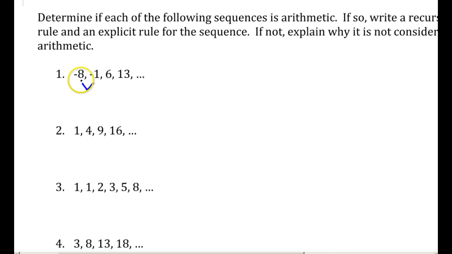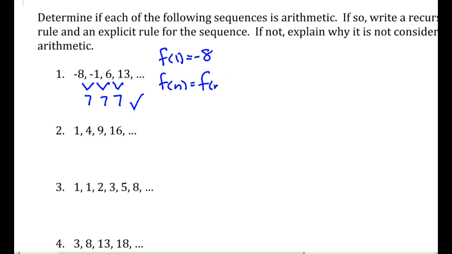So you want to look at the difference between these two. Okay, -8 plus 7 is -1. -1 plus 7 is 6. And if the differences are the same, then you know it's an arithmetic sequence. So since it's an arithmetic sequence, go ahead and write the recursive. The next term is going to be the previous term plus 7.